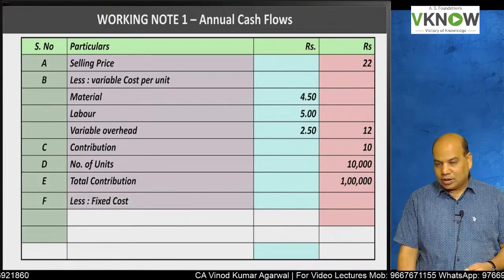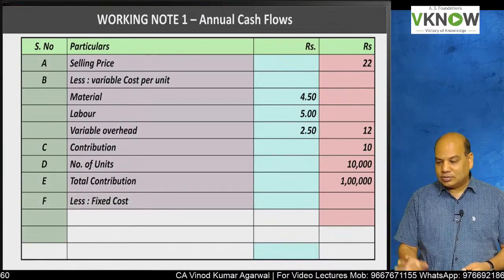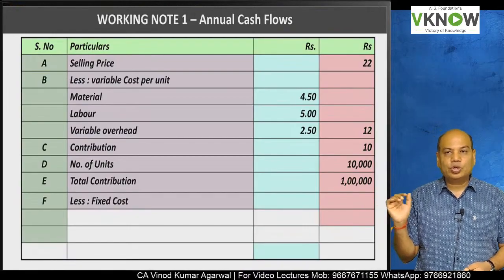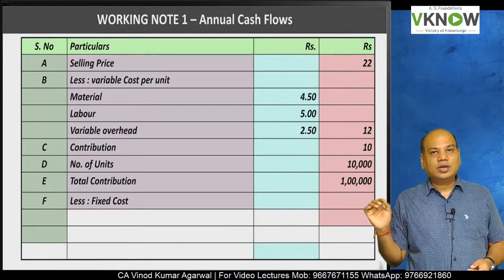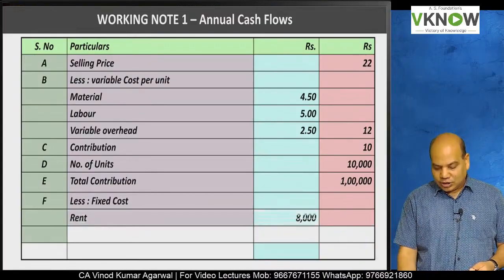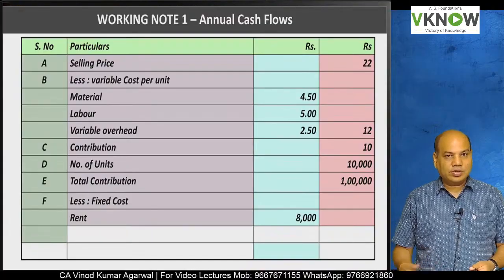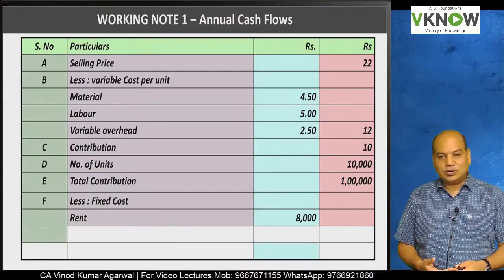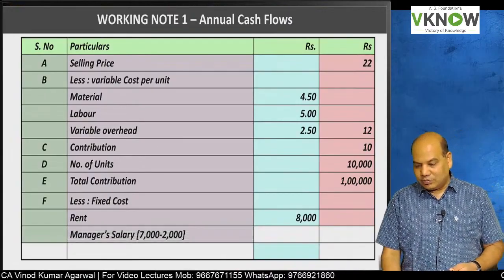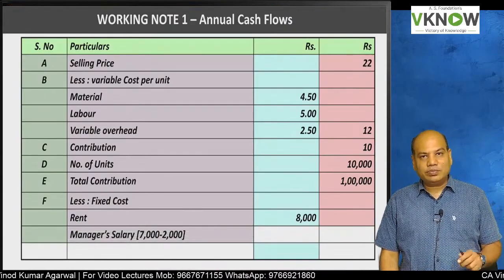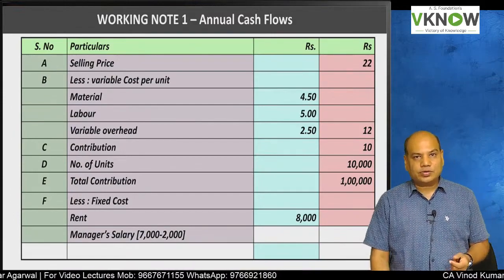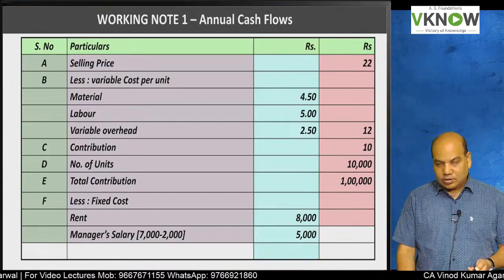Now out of that 1 lakh we will deduct only relevant fixed cost, only incremental relevant fixed cost. Not all the fixed cost. So under that, one is rent, which is incremental rent because it will be paid only if the company manufactures. And second, manager salary, the incremental portion is relevant, 7,000 minus 2,000, and that is 5,000.